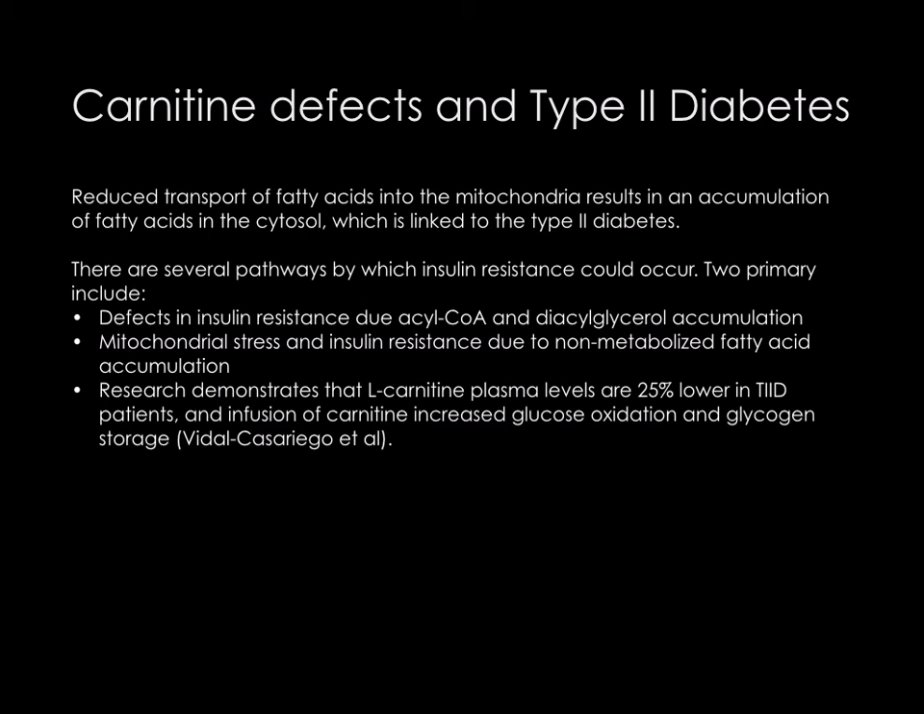And there's a couple different pathways by which insulin resistance can occur. The first is a defect in insulin signaling due to acyl-CoA and diacylglycerol accumulation. Then there's also mitochondrial stress and insulin resistance due to non-metabolized fatty acids. So, in other words, those fatty acids are either not ever even getting across the outer mitochondrial membrane, or even if they are, they're not able to pass into the inner mitochondrial membrane where they can be oxidized.